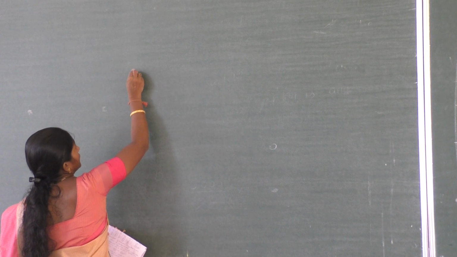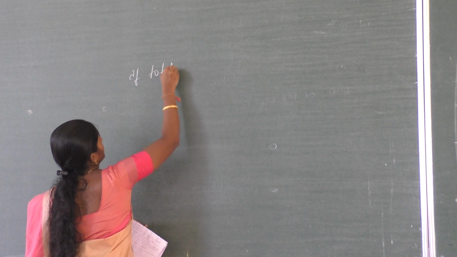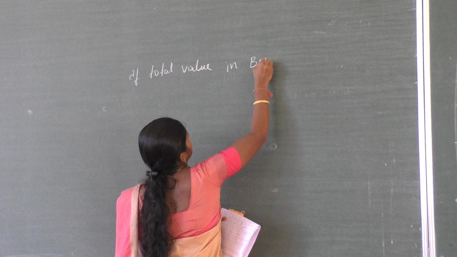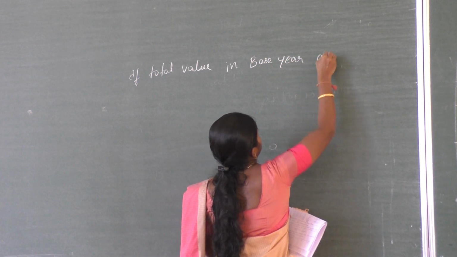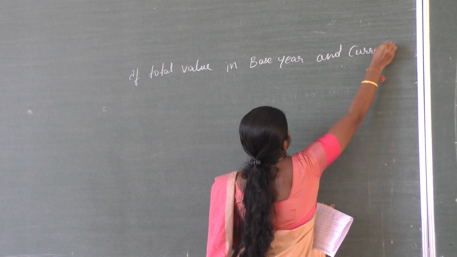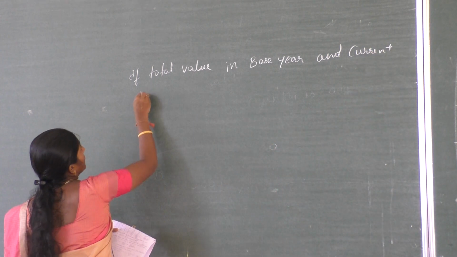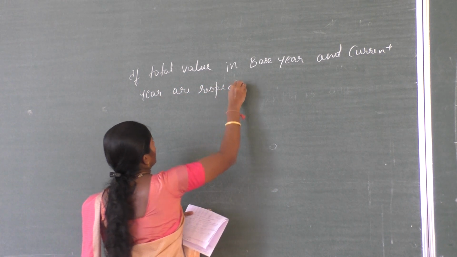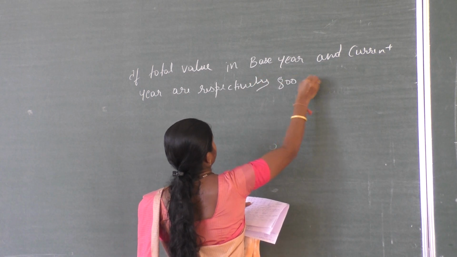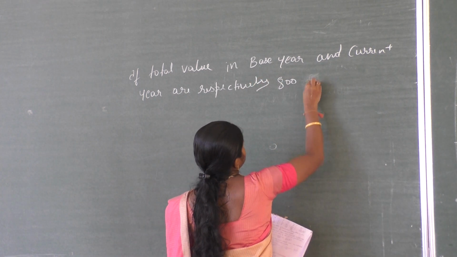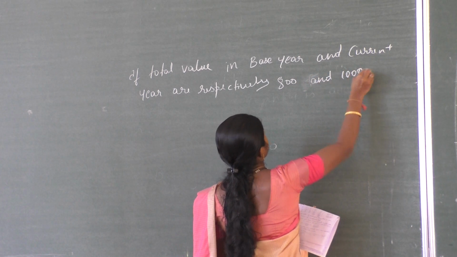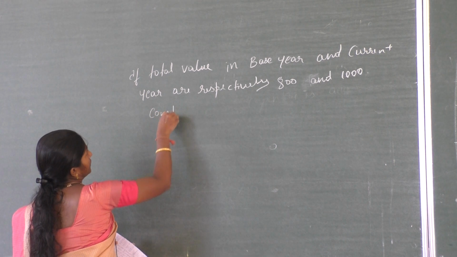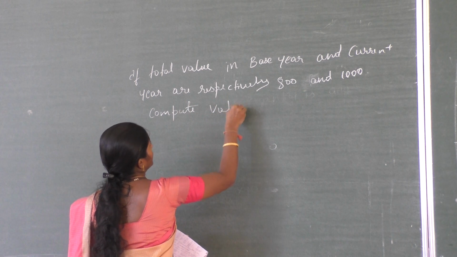Total value. If total value in base year and current year are respectively 800 and 1000. Compute value index number.